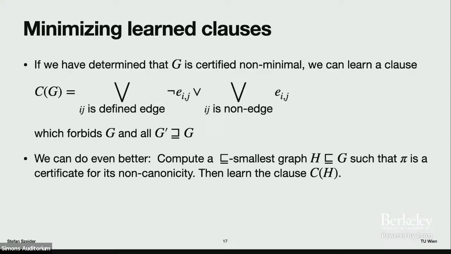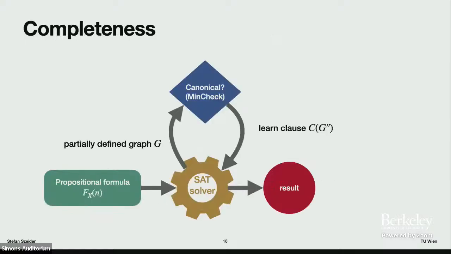However, we can even do better. We can find a smallest graph in this ordering that is below G, and for which pi is still a certificate. So we can get a little bit more out of it, because we want to learn a clause that is as small as possible. And we call this smallest graph a G pi obstruction.